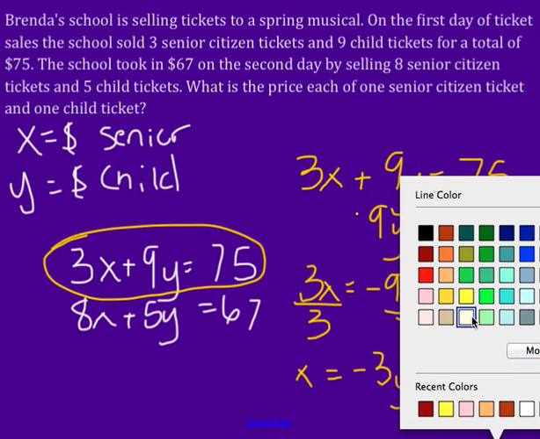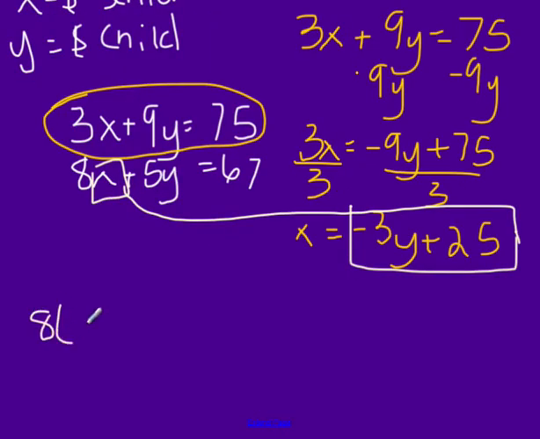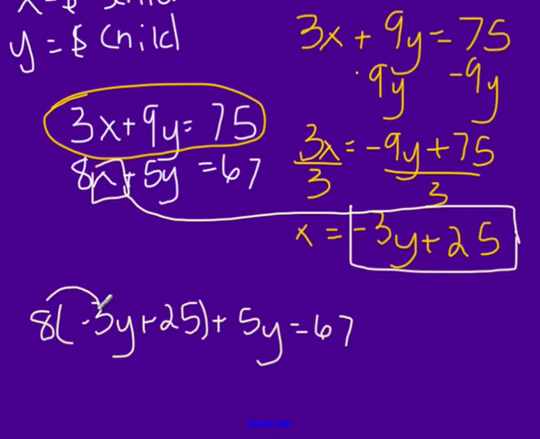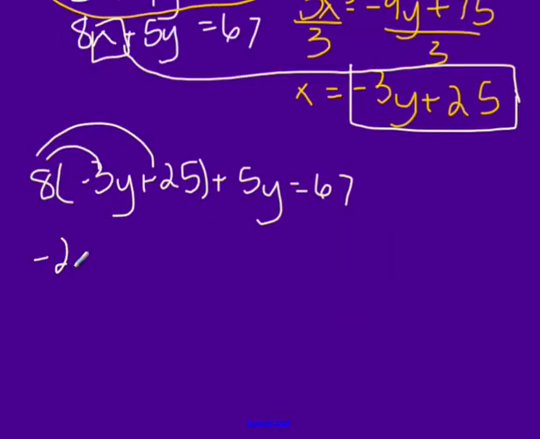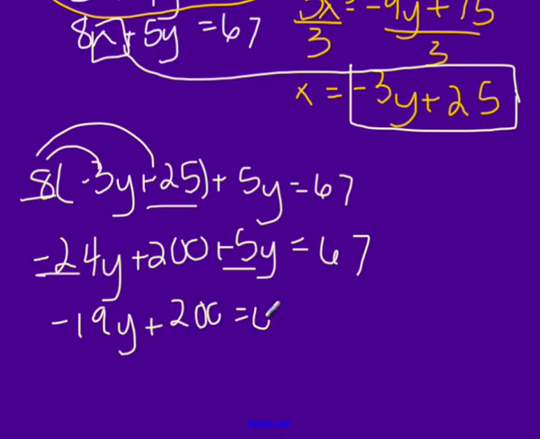Now x is equal to this right here, so I can take this and I can plug it in for x right there. So I'm going to take out the x completely and I'm going to put in negative 3y plus 25. Then I have plus 5y is equal to 67. So I'm going to take this 8 and distribute it in. So I get negative 24y plus, then 8 times 25 is going to give me 200, plus 5y is equal to 67. So the next thing I need to do is combine like terms. Negative 24 and 5 is going to give me negative 19y plus 200 is equal to 67.